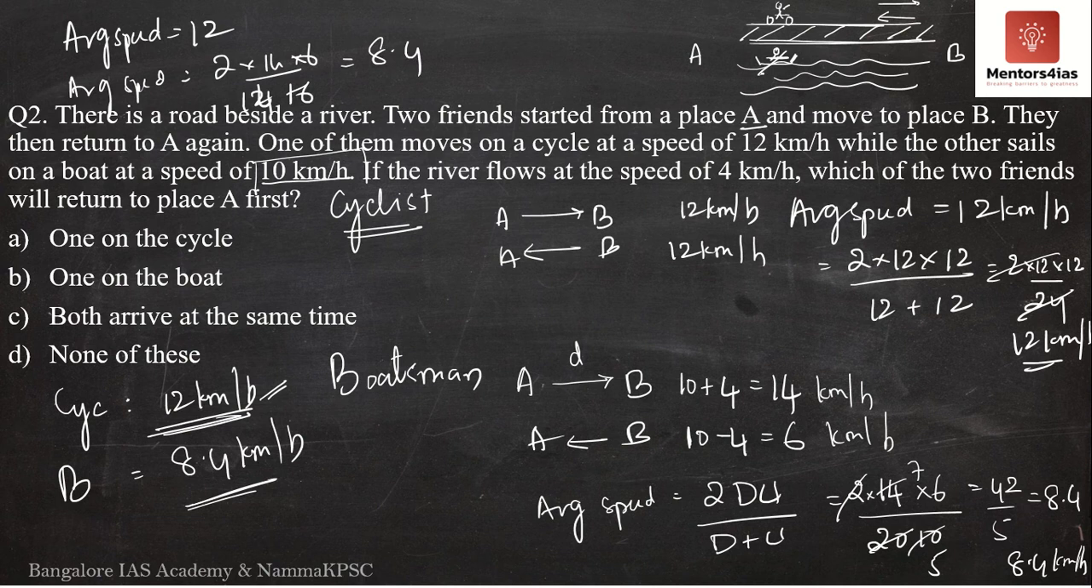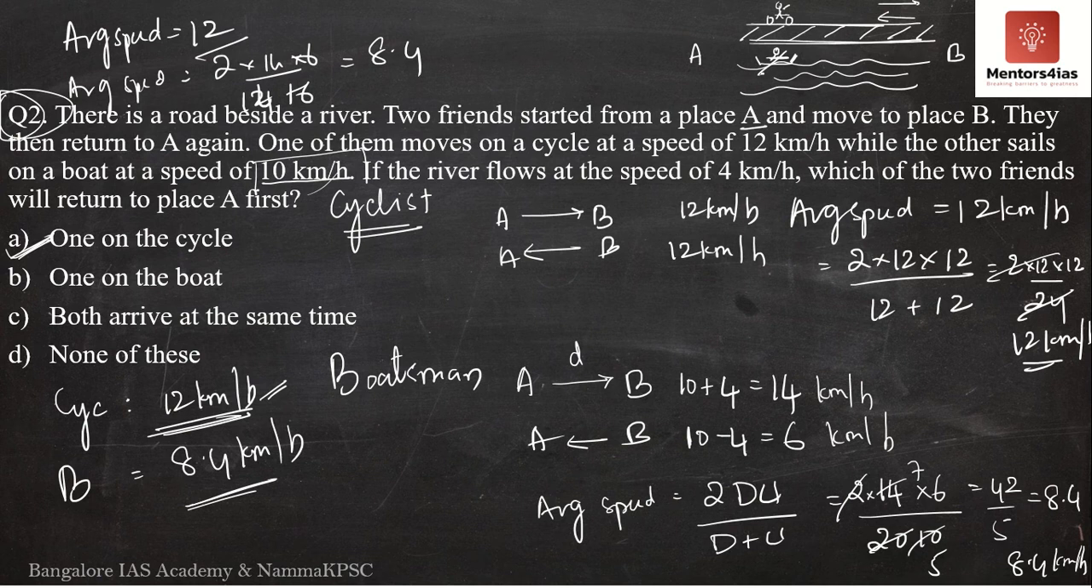You only have to compare 12 kilometers per hour with 8.4 kilometers per hour. And as soon as you compare, you should realize that 12 is greater than 8.4. Therefore, within 20 seconds, you should be able to solve and mark the correct answer. That is option A. The person on the cycle is going to return first before the person on the boat.